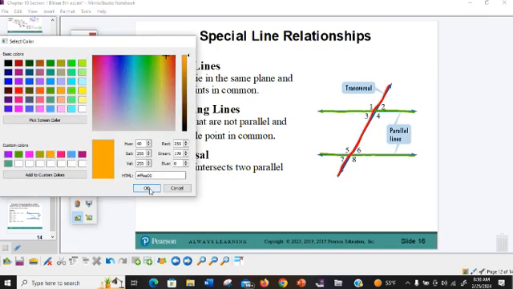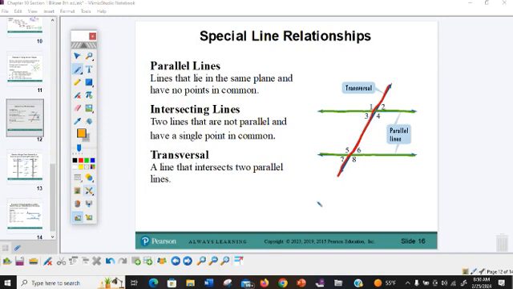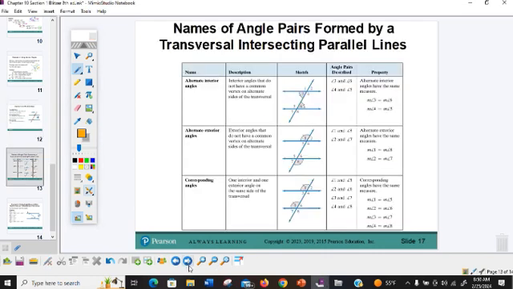So let's look at that on the next slide. Notice we have the angles 1, 2, 3, 4, 5, 6, 7, 8. We're going to learn some special relationships about those. So first thing we learn is that alternate interior angles have the same measures. So 3 and 6 will be equal. We also know that 5 and 4 will be equal. Those are alternate interior. Now alternate exterior are equal.